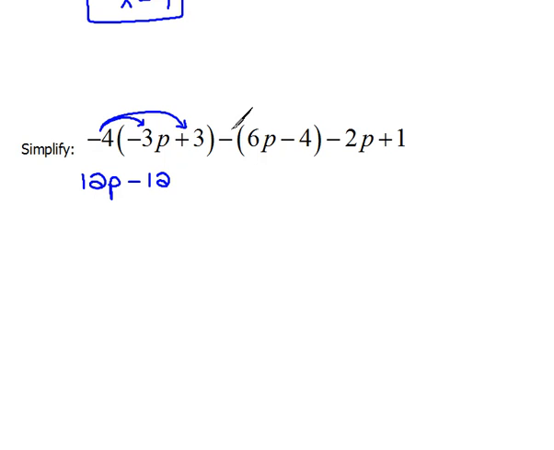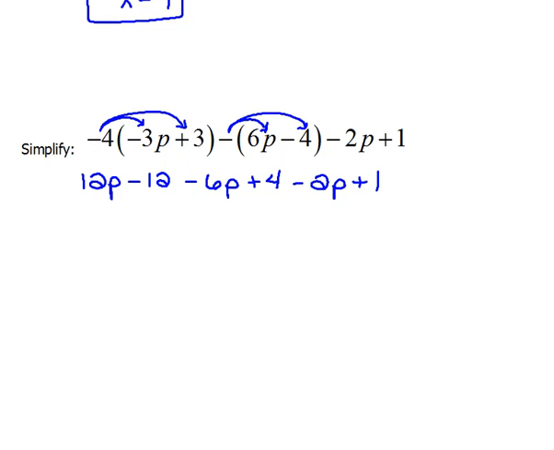Now here we are distributing that negative sign. Remember, if you want to, you could put a 1 in front of there, or you could think about it as the opposite of each one. Negative 6p would be a negative 6p, and a negative 4 would be a positive 4, and then we still have the negative 2p and the positive 1.